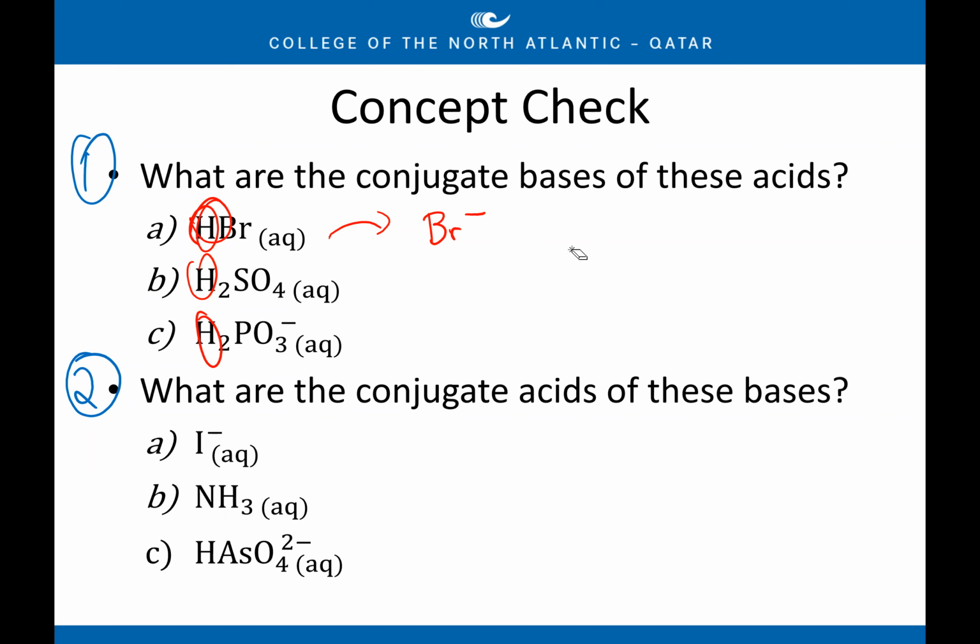If HBr is a stable neutral compound and it loses a hydrogen, it becomes negative. Same thing here. If H2SO4 loses one hydrogen, it will become negative. And you can kind of see a pattern here. The pattern is slightly disrupted in question C, because if H2PO4 minus loses a proton, it becomes HPO3 2 minus.